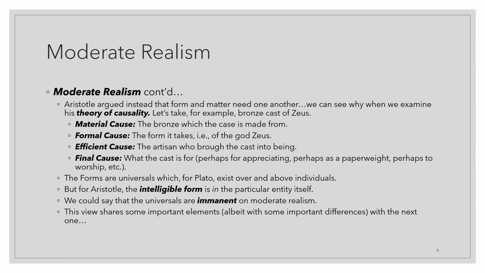So the intelligible form, the formal cause, is in the entity itself. It's in the bronze. You could say that for Aristotle and for moderate realists, universals are not separate from entities, they're immanent. They're in the entity all the time.